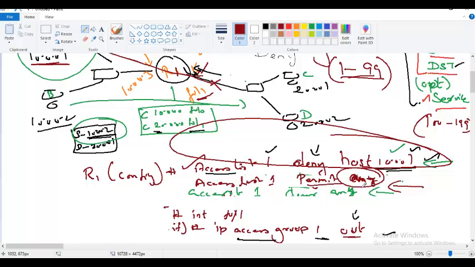What is the word? There is an implicit deny at the bottom. There is an implicit deny at the bottom. To override this implicit deny, you have to say permit any. If you fail to say this, B cannot talk to C and D.